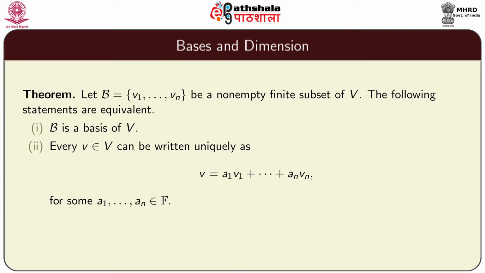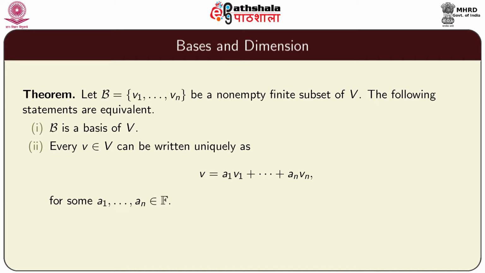Let us understand the basis with the help of this theorem. Let B be the set {v1, v2, ..., vn}, which is a non-empty finite subset of V. Then the following statements are equivalent. The first statement is that B is a basis of V, and the second statement is that every vector v in V can be written uniquely as v equals a1 v1 plus a2 v2 and so on up to an vn for some a1, a2, ..., an in F.